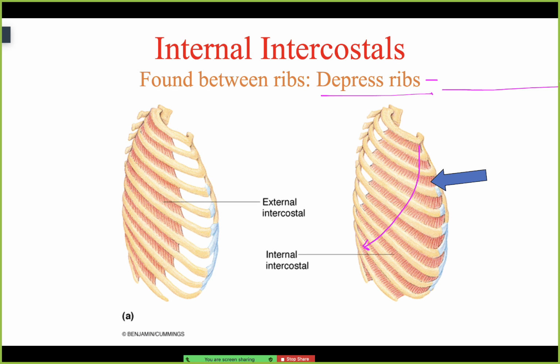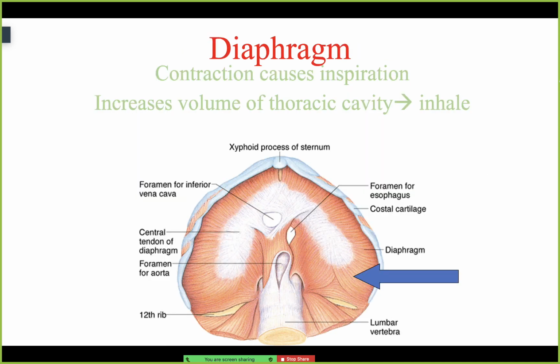So these intercostal muscles, one of their big jobs is respiration. Breathe in, breathe out. Open up ribs, close ribs. Another muscle that helps with breathing is called the diaphragm muscle. This is an inferior view, so you're looking from the bottom up of a diaphragm muscle.